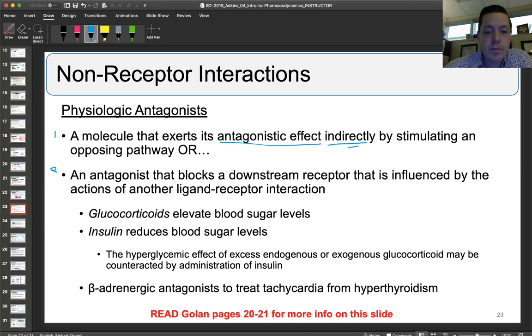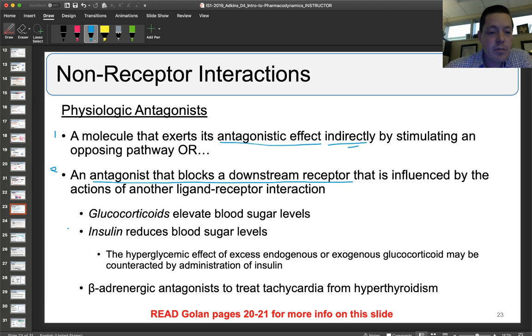It can also do this by blocking a downstream receptor. Remember, many of our receptors produce signal transduction and that signal amplification. Well, if you antagonize any of that downstream pathway, then that's what we're talking about. It's blocking that downstream pathway that particular receptor would have activated.